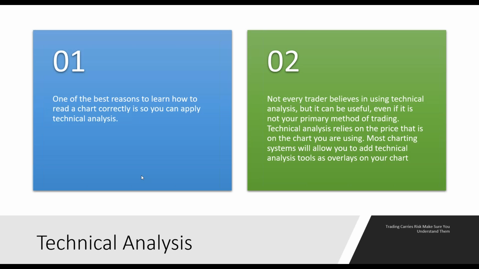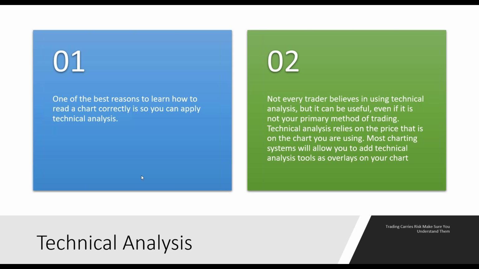So one of the best reasons to learn how to read a chart correctly is so that you can apply technical analysis. Now, what most traders don't understand is anything and everything that we do on a chart is part of the school or the science or the art called technical analysis. Many traders mix up the term technical analysis with technical indicators. And they get so involved with these indicators like MACD, RSI, stochastics, that they fail to understand that this is just one specific field of technical analysis.